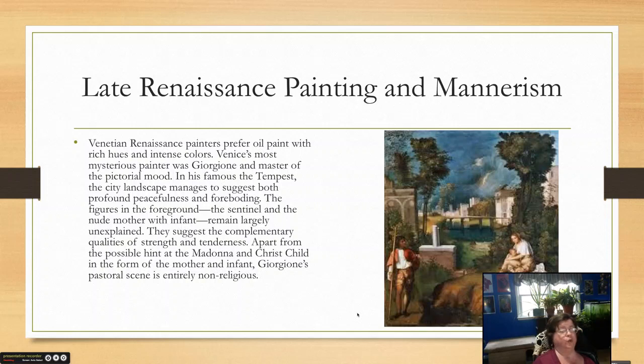Venetian Renaissance painters preferred oil with its rich hues and intense colors. Venice's most mysterious painter was Giorgione, and he was a master of the pictorial mood. In his famous painting, The Tempest, the city landscape manages to suggest both profound peacefulness and kind of a foreboding. The figures in the foreground, the sentinel and the nude mother with infant, remain largely unexplained. They do suggest kind of the contemporary qualities of strength and tenderness. And there's also this kind of hint of the religion in terms of the Madonna and Christ child form, and the non-religious in terms of the warrior.